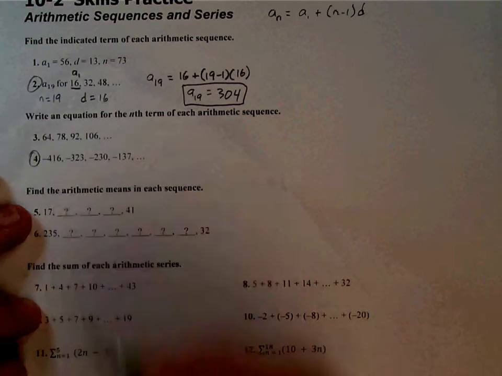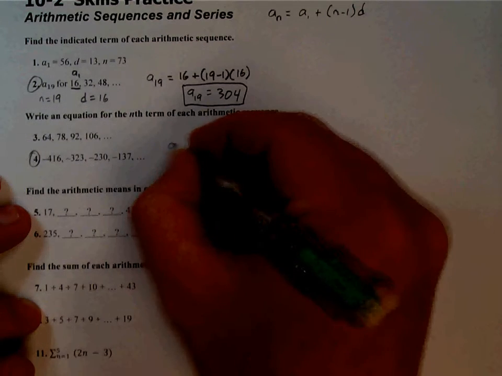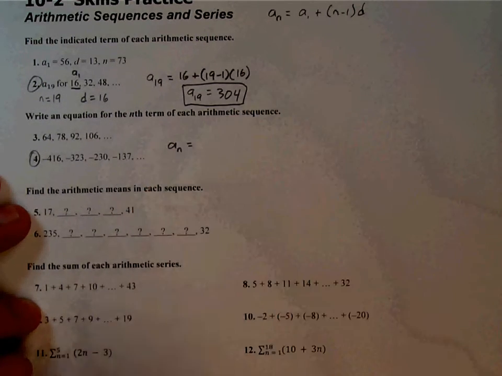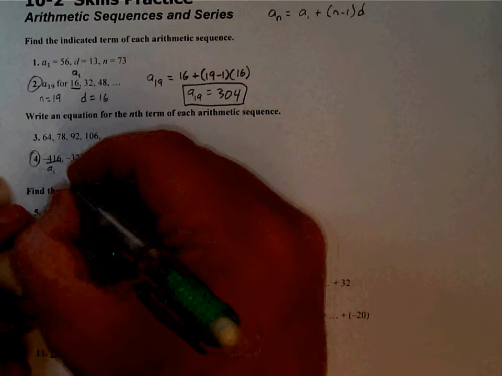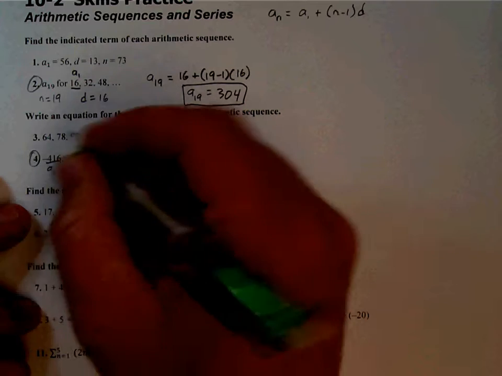Let's look at number 4. Here we're just looking for the nth term rule. So we don't have an n value. We do know our first term, that's a sub 1. And we want to know what d is. What are we adding from one term to the next?